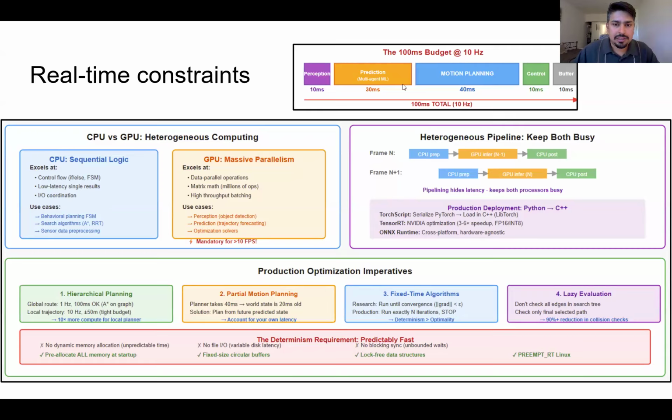This is a sketch of the times that you might see: 10 milliseconds for perception, then prediction 30 milliseconds, motion planning might have 40 or 50 milliseconds, and control might take 10 milliseconds. This is a very tight timeline to get a solution on either CPUs or GPUs. So you want to optimize everything that you can. As I alluded to before, sequential things can be parallelized using CPUs on multiple threads and cores, but the massive parallelization happens using GPUs.